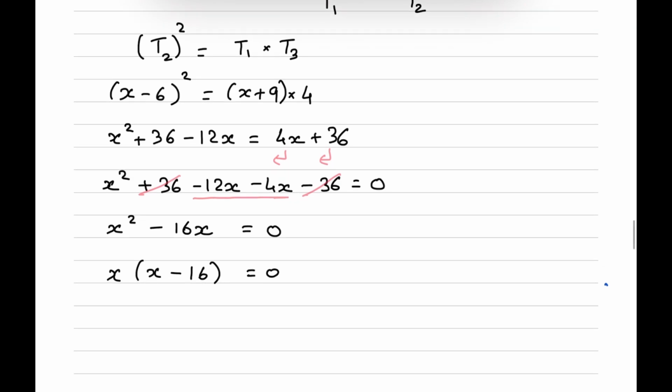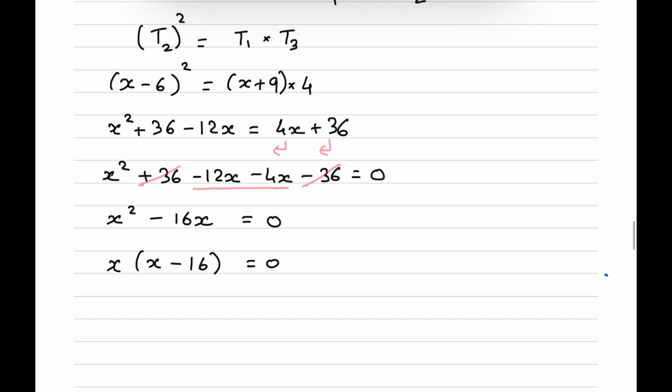So we get a quadratic equation solved, and it says that either x is equal to 0 or x minus 16 equals 0 using zero product rule. So x minus 16 equals 0 means x equals 16. So we get two values of x. One is 0 and the other is 16.